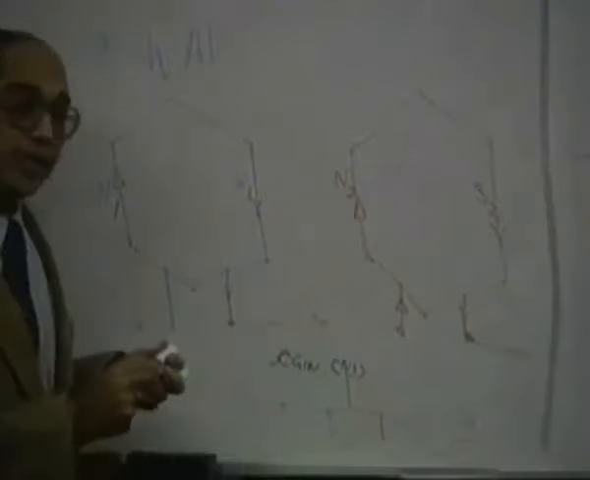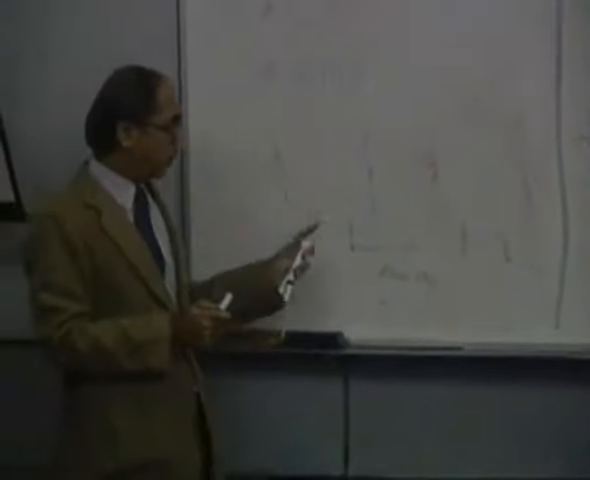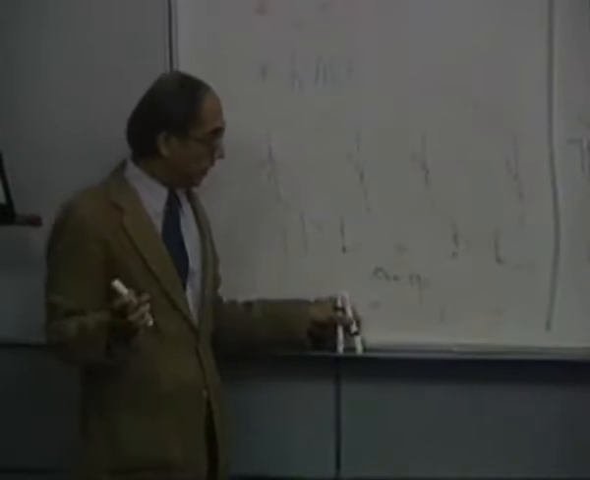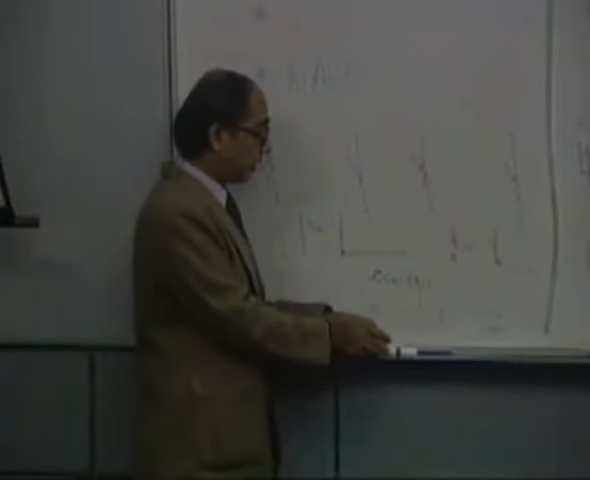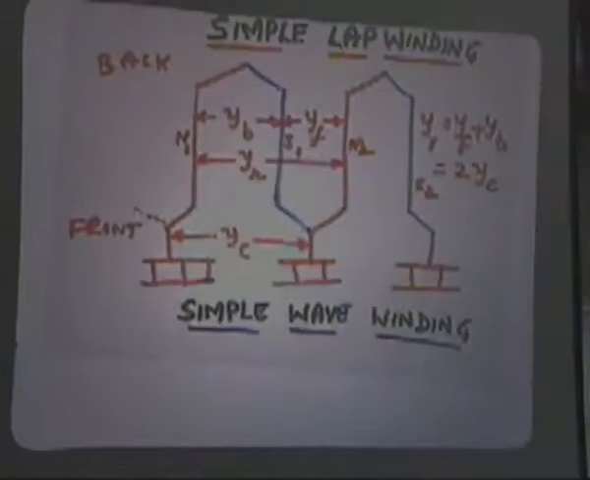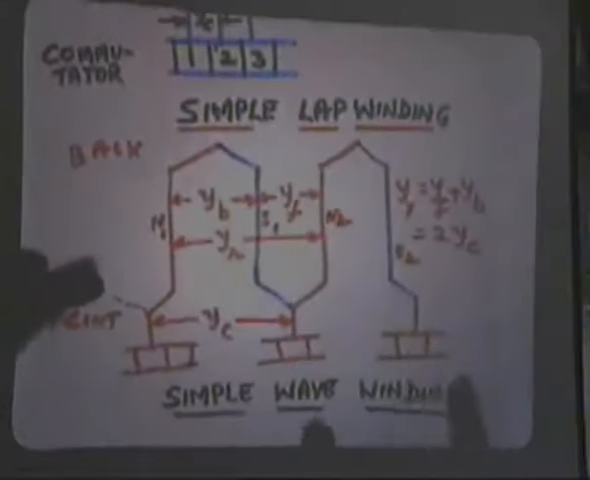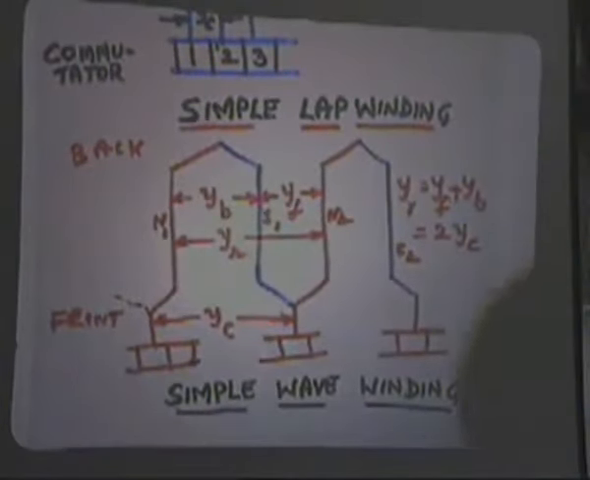So this is actually the way it is wound, and what we have shown earlier is just a symbolic representation of lap and wave winding. So we have seen the lap winding here and the wave winding here, and they are symbolic. Now one important thing you must understand is, if it is only a 2 pole machine, then lap and wave windings will be more or less synonymous.